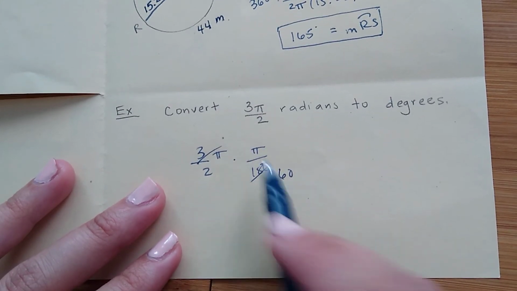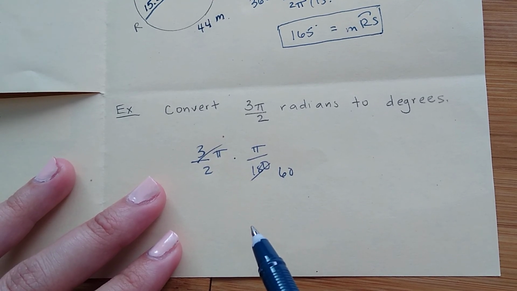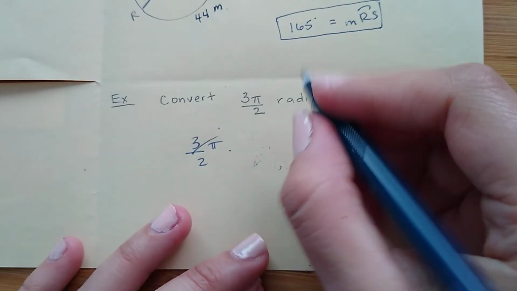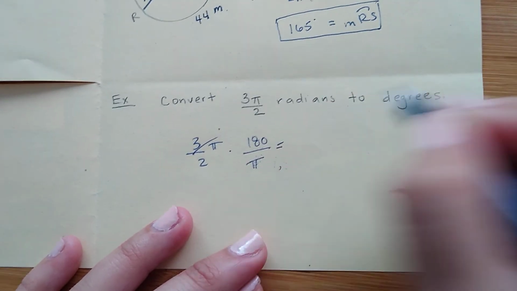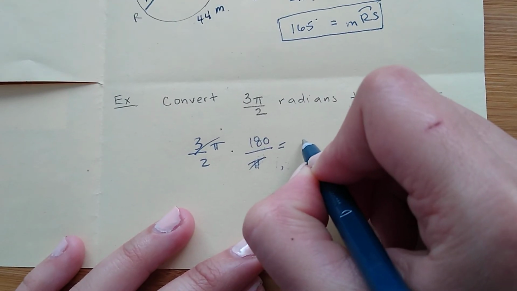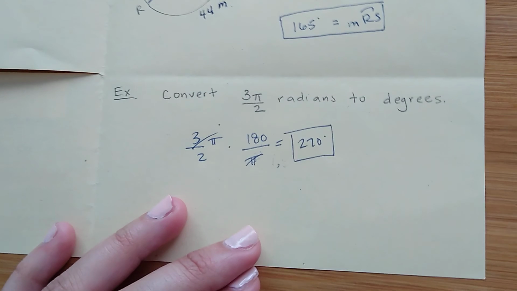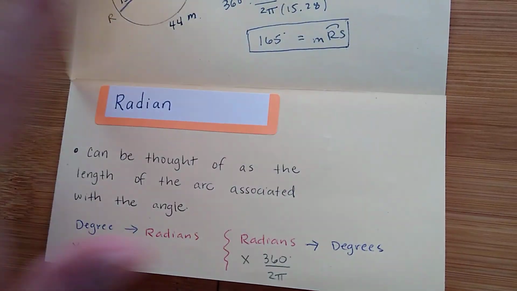Actually, sorry, it should be the other way. It should be 180 over pi times 3 pi over 2. That could have been a very big mistake. There you go. Then the pis cancel, and I'm left with 270 degrees. Okay, so we're going to stop right here, and then we're going to move on with our exit ticket for today.